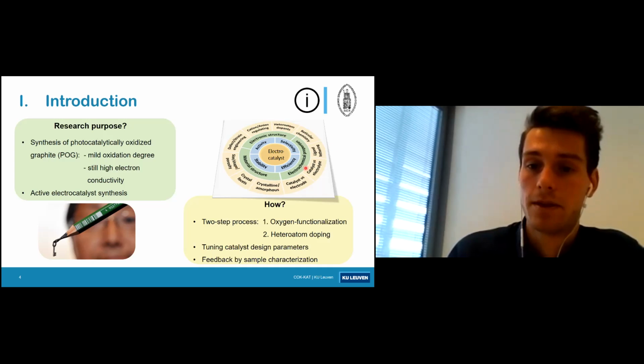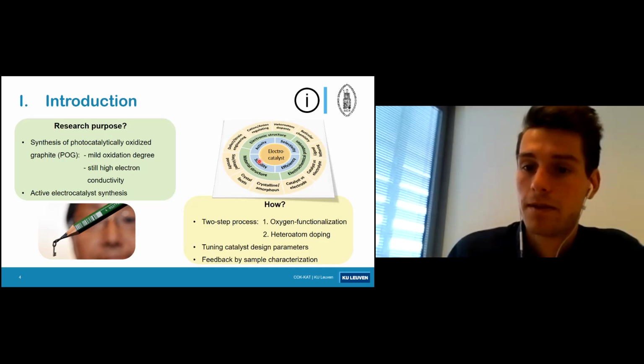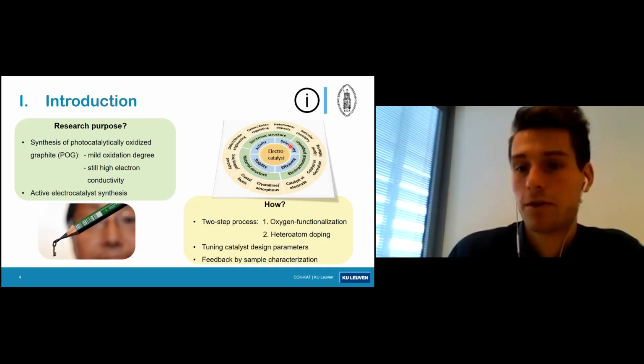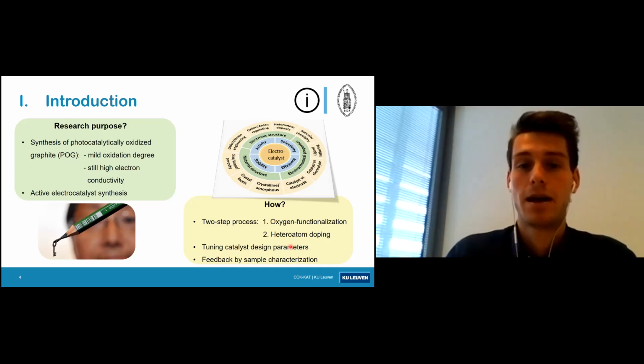As you can see here on this image, you have many parameters to take into account, like the electronic structure, stability of the material, and selectivity, of course, for the end reaction you want. So this tuning is very important, and this is mainly based on the feedback we get from our sample characterization. We use many methods, as you will see later on in this presentation.